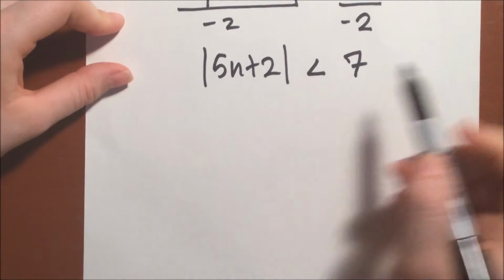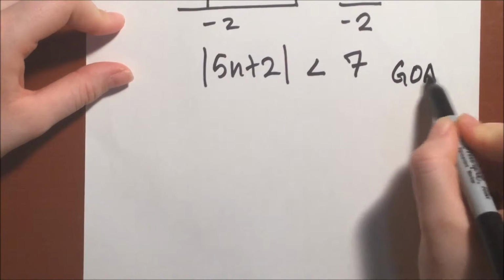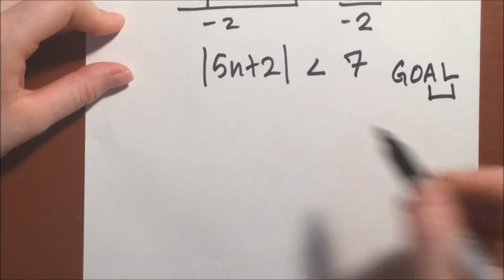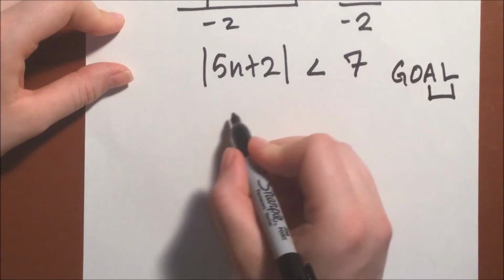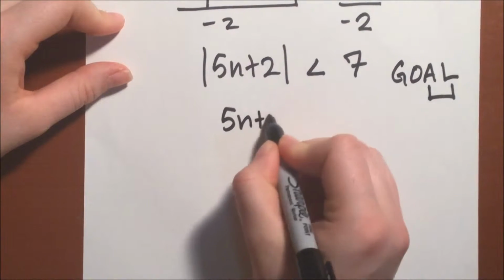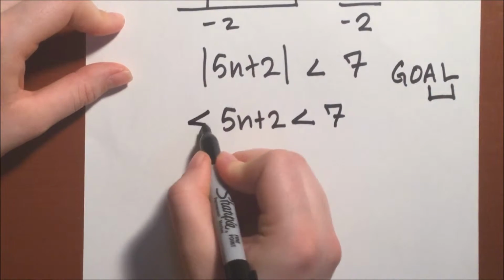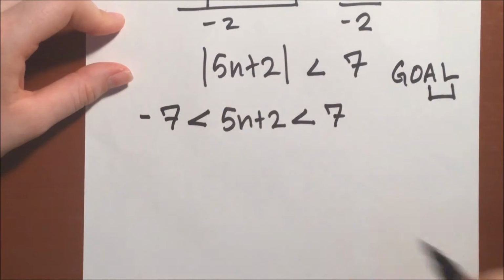I have a less than. Using GOAL, I know that less than means an and statement. So, copying this down without the absolute value, I have 5n plus 2 is less than 7. And then I just put another less than and negate the 7.